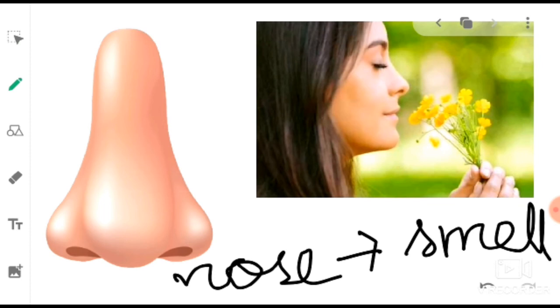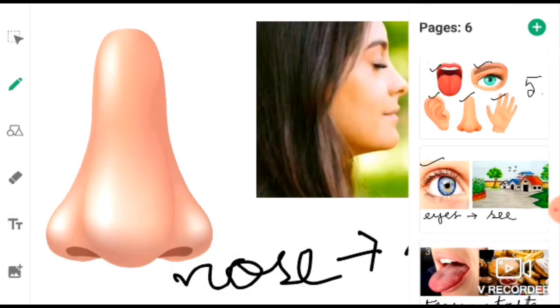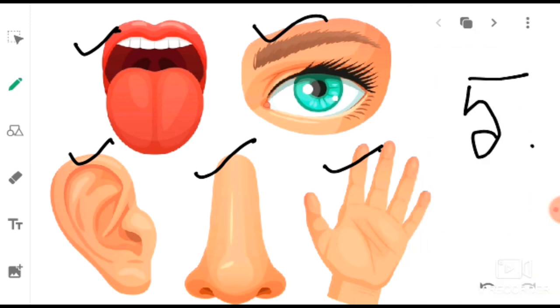So many sense organs we have learned. How many sense organs are there? As we know, there are 5 sense organs, which we have already learned. Let us know the names once again. Tongue, eyes, ears, nose, skin. And let us know the action performed by each. Tongue, we taste the food. Eyes, we see. Ears, we hear. Nose, we smell. And skin, we touch and feel.